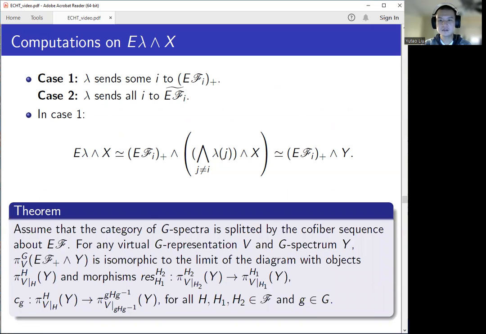The rough idea is the homotopy of EF plus smashed with Y can be decomposed into homotopy of Y with smaller acting groups. Since G itself is not inside the family Fi, this theorem enables us to finish the computation inductively.